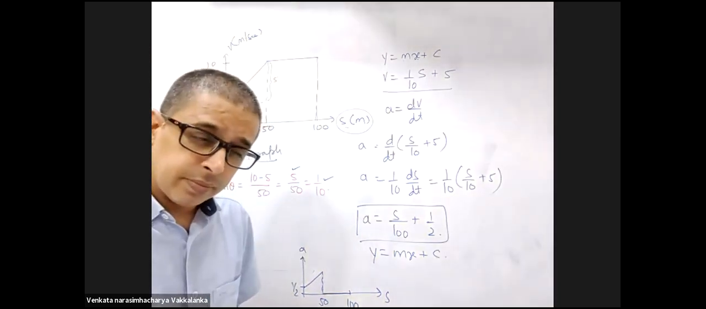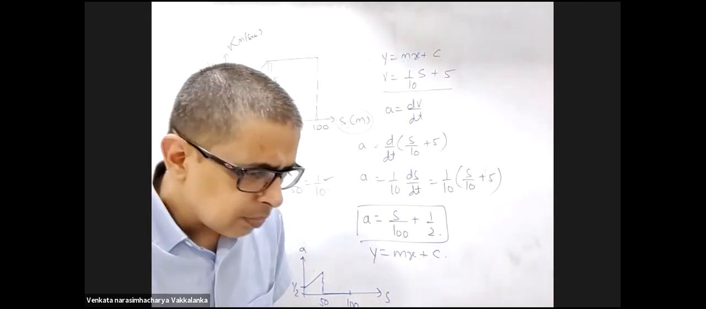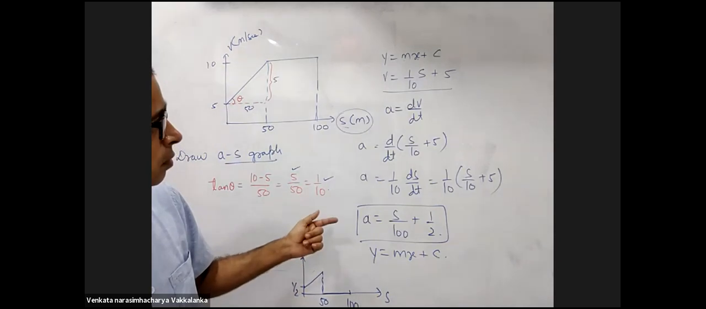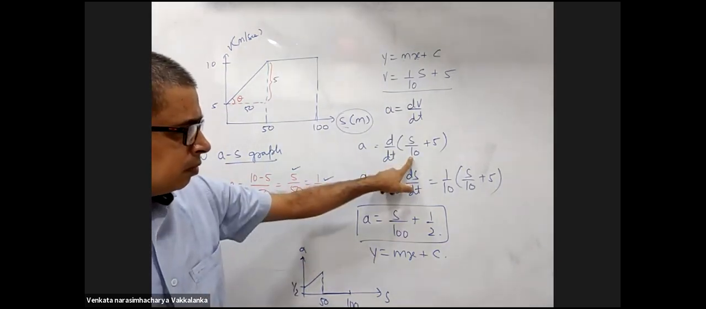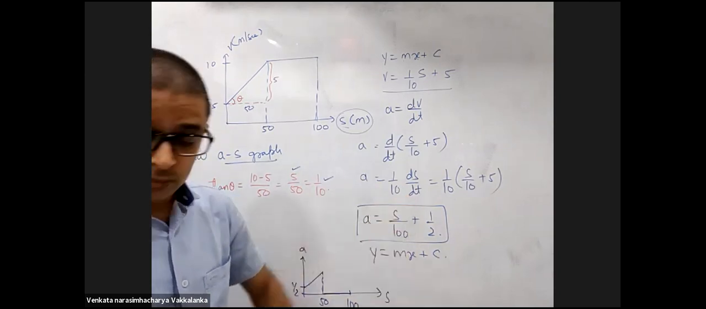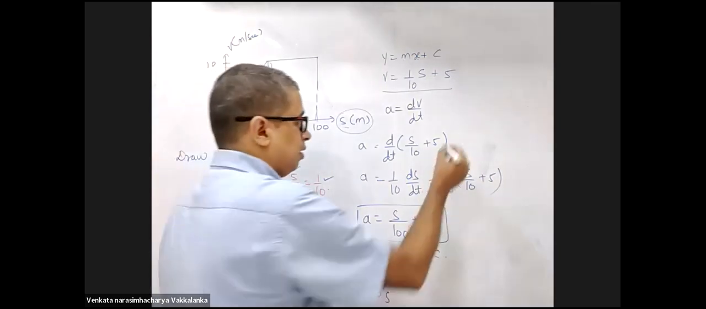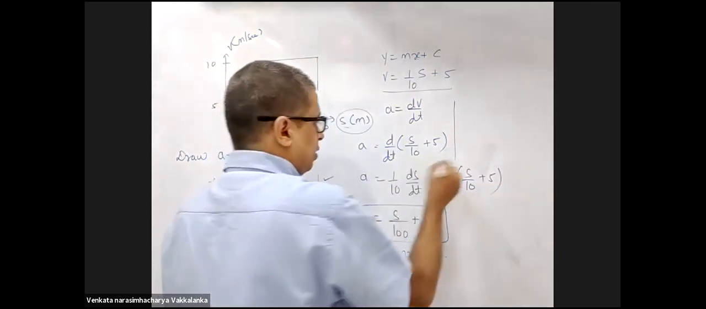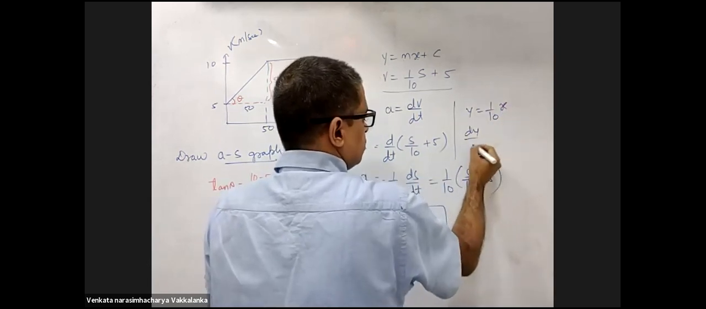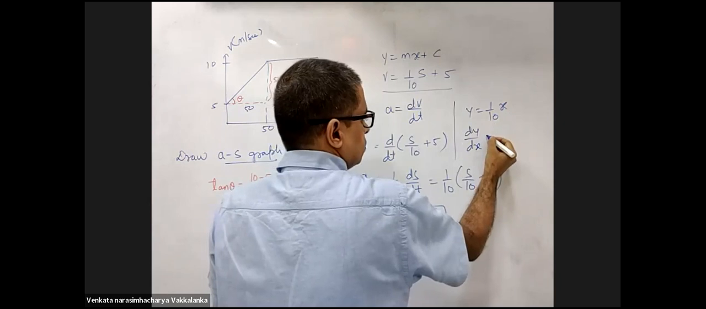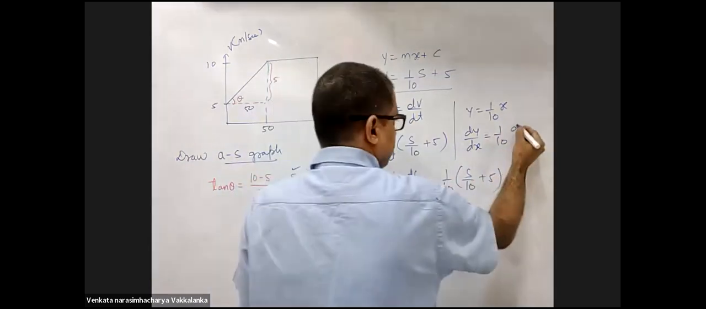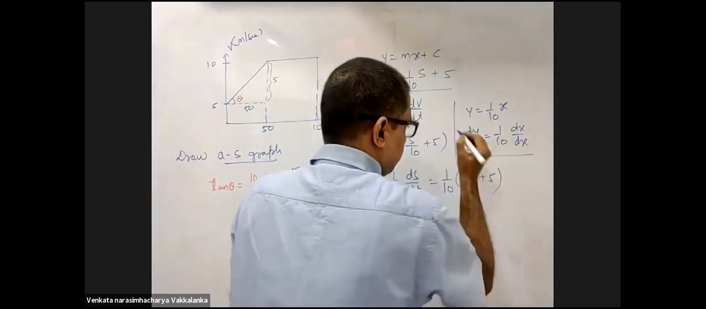Sir, in the step where it is written a is equal to d of (s by 10 plus 5) by dt, in the second step, I don't understand how the 1 by 10 came. I wish you were there in front of me, I would have made you stand upside down. Y is equal to 1 by 10th into x. What is dy by dx? Okay, sir. 1 by 10. The constant was taken outside and then differentiated. Fair enough. Yes, sir.